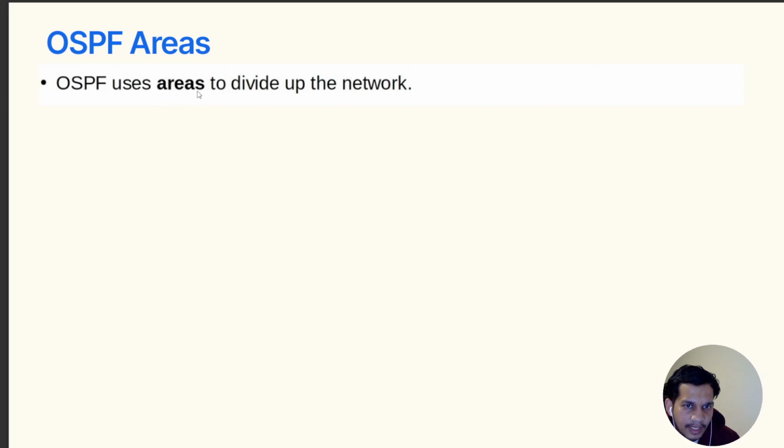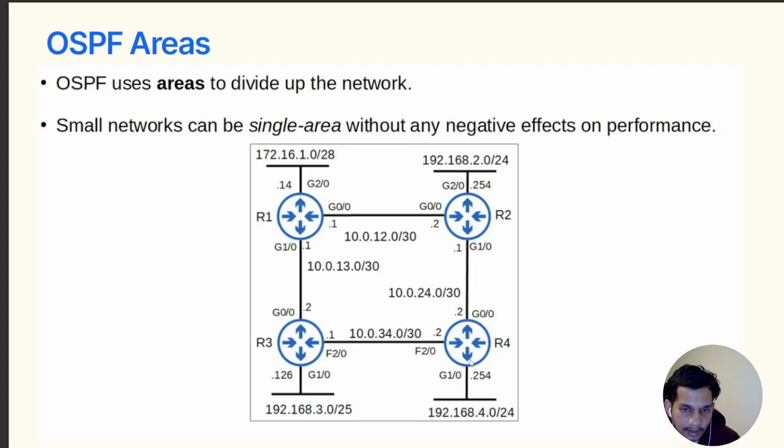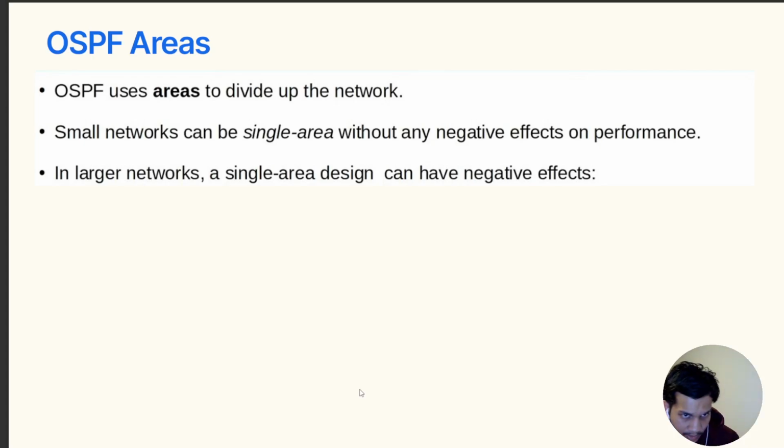OSPF uses areas to divide up the network. Small networks can be a single area without any negative effect on the performance. In this network you can see it is very small, it has 4 routers connected to 4 networks, and it has 4 different networks on its interfaces. But what about large areas?